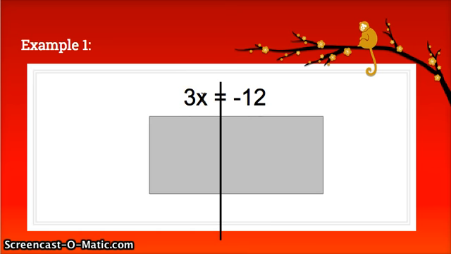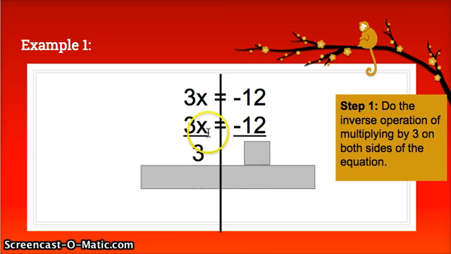So what is the inverse operation of multiplication? Division. Now, we don't show division with the division symbol in equations. We show it with the slash, like this. So instead of saying 3 divided by 3, we write it as 3 over 3. But remember that a fraction means division, so I am showing division here. So there's my inverse operation.